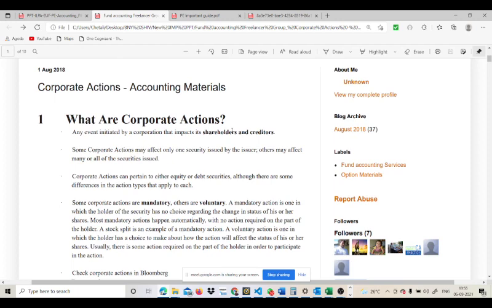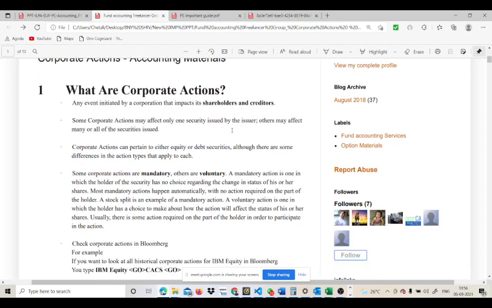I have sent it, no? Okay, not there. So I'll send you, don't worry. Okay, so here you can read the definition of corporate action. Any event initiated by a corporate action that impacts shareholders and creditors. Some corporate actions may affect only one security issued by the issuer, and others may affect many or all of the securities issued. So you can read this information.